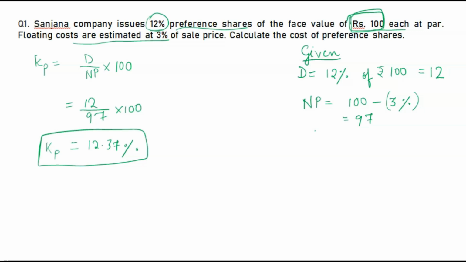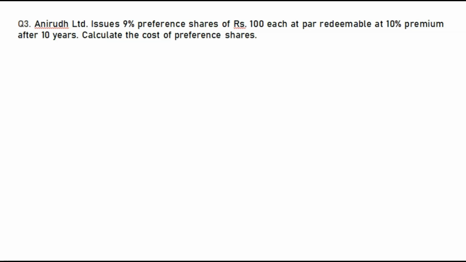And see, one more thing, cost of dividend. Cost of preference shares is 12.37%, but the preference shares dividend value was 12%. When the cost is more than the dividend value, the company should not issue shares. Cost should be less than this. Otherwise, the company should not issue it. Means this is the cost. Through this, the company can take decisions. Now let's move to another question.